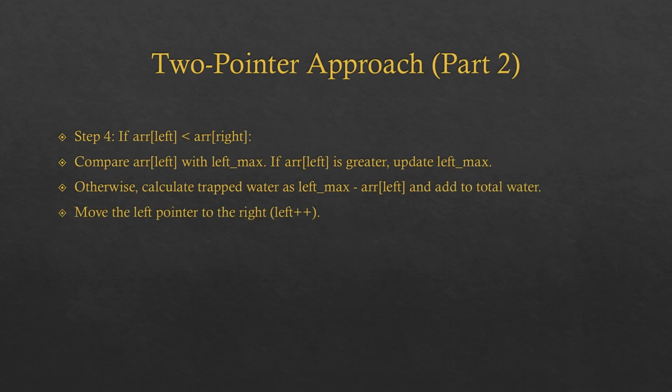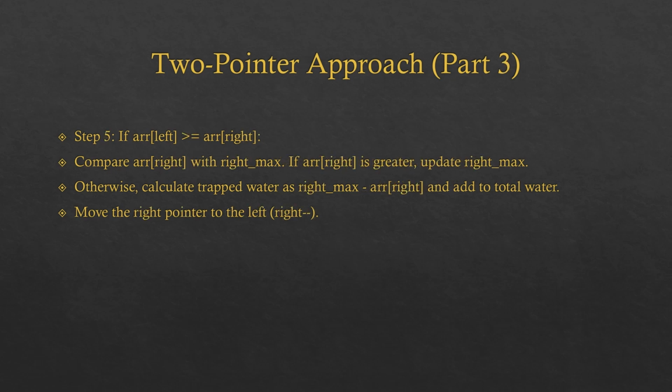In step 2, we compare the heights at the left and right pointers. If the height at the left pointer is less than the height at the right pointer, we process the left pointer and move it to the right. In step 3, if the height at the left pointer is greater than or equal to the height at the right pointer, we process the right pointer and move it to the left. We repeat this process until the left and right pointers meet.